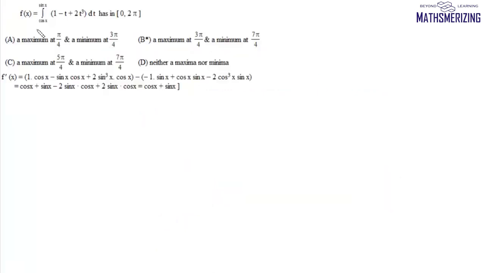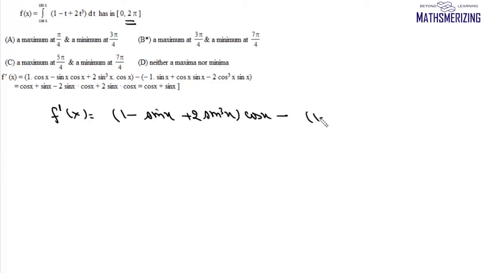Now here the question is, we are given this function f(x) and we need to find its maxima and minima in the interval 0 to 2π. Now we find f'(x). f'(x) will be (1 − sin x + 2 sin³x) into derivative of sin x, which is cos x, and then minus lower limit. It will be (1 − cos x + 2 cos³x), and then derivative of cos x is −sin x.